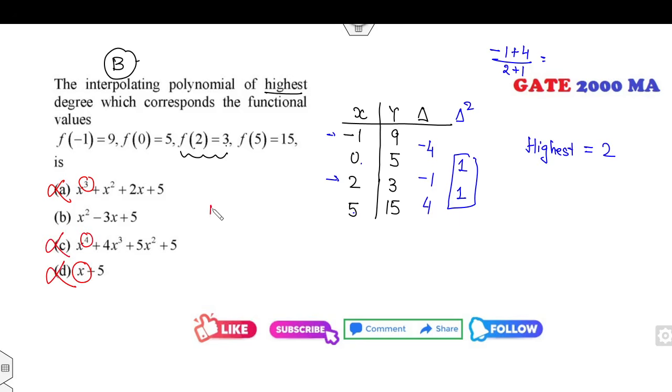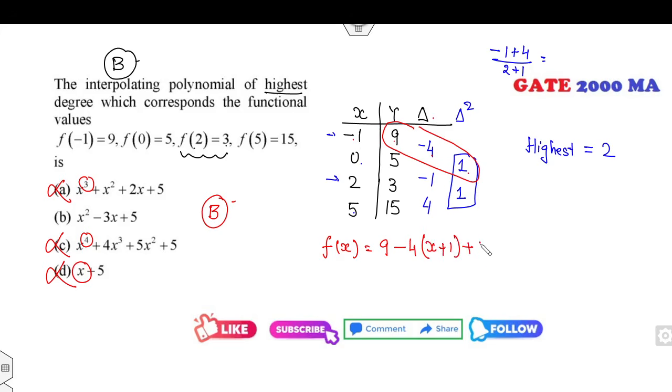Degree 1, cancel. The only option left is B, which is the correct answer to this problem. Otherwise, you can also find the degree of the polynomials. How? You can take the first pair. Then it's 9, then minus 4, it's degree 1. So I can take only the first pair.